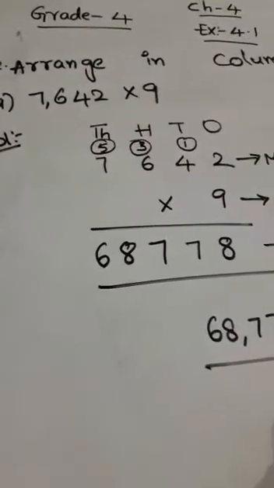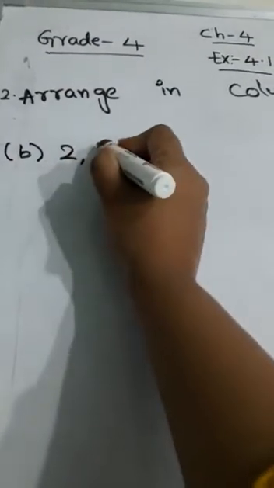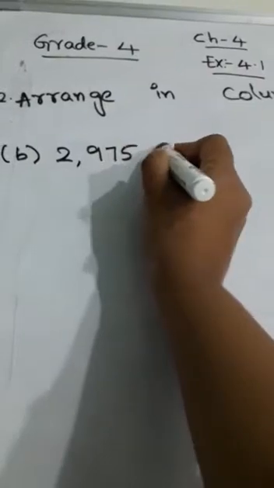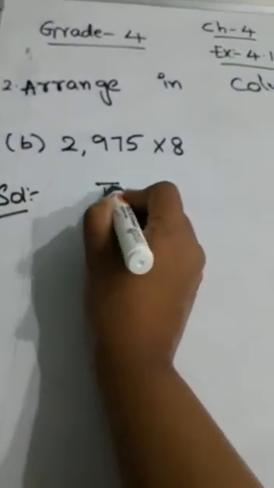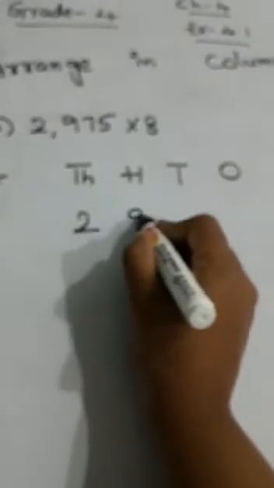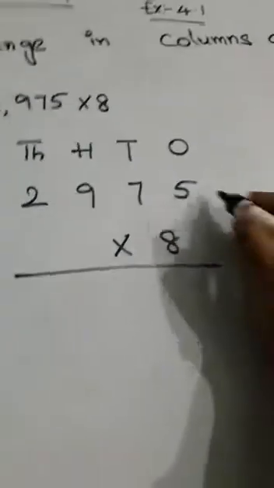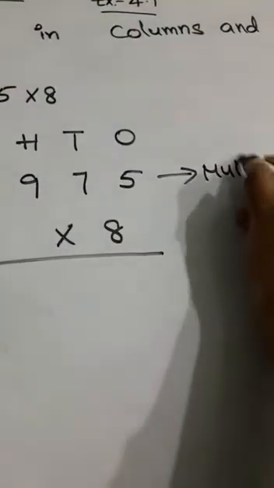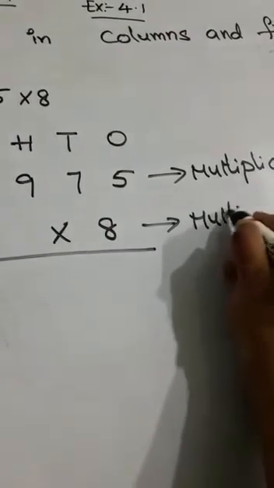So this is the first question. Let us do the second bit, B problem. So here the question is 2975 into 8. What do we have to do? We have to arrange this in columns. Okay, thousand, hundred, tens and ones. 2975 into 8. So this is the multiplicand. Eight is the multiplier.